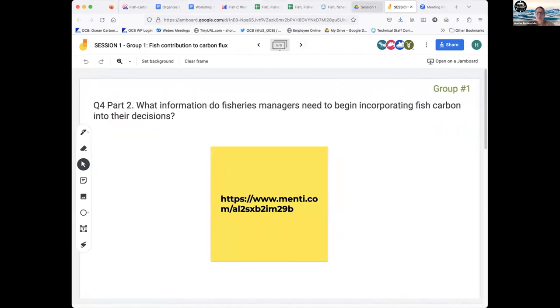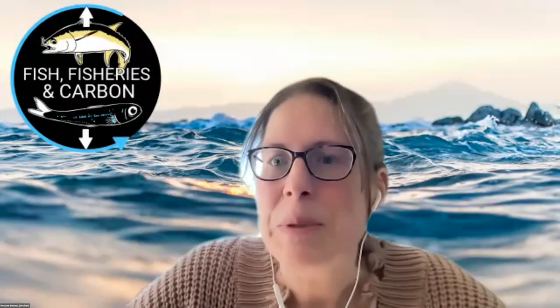In the case of some of these word clouds for the Menti polls, we will ask that you refrain from using the words fish, carbon, or fisheries in your responses, just so that they don't dominate the word cloud output. We really want you to get a little more granular in your feedback and your discussions there. So I will stop sharing now. I'm going to create the breakout rooms.